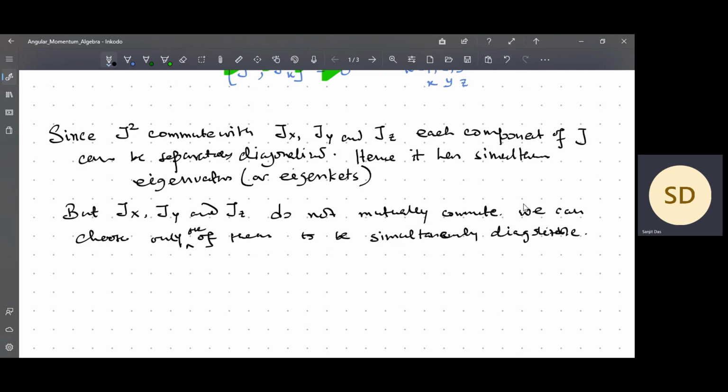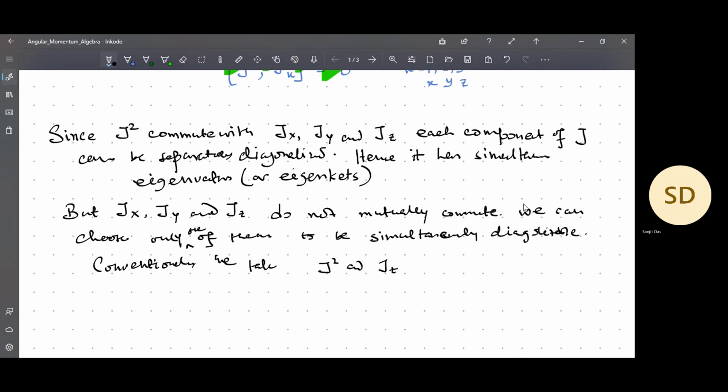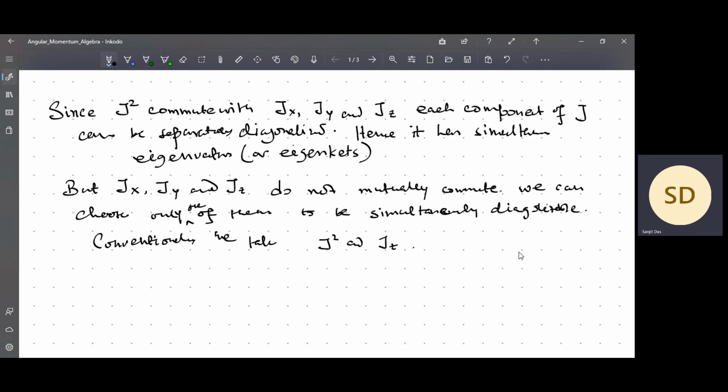Now, which one to take? Whether to take Jx or Jy or Jz. Conventionally, we take J square and Jz. So there is nothing special about the Z direction. You can think, why not X and Y, but it's purely convention.